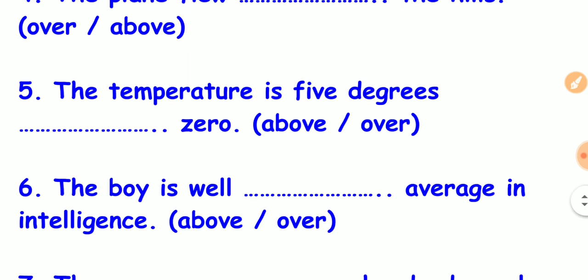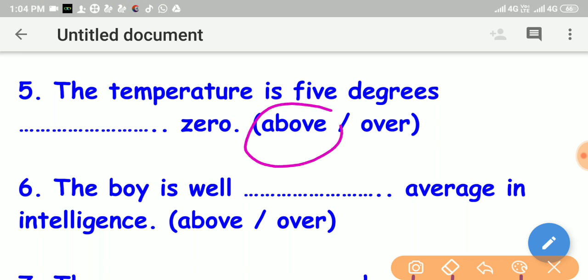Next, let us go with the fifth example. The temperature is 5 degrees dash 0. Can anyone guess, my dear friends? I think 100% above 0 level. When we are going to talk about higher than something, point or level or rank or position, then above is preferred rather than over, my dear friends. That's why the most suitable one to be filled in the blank here is above.